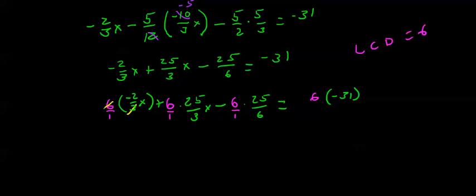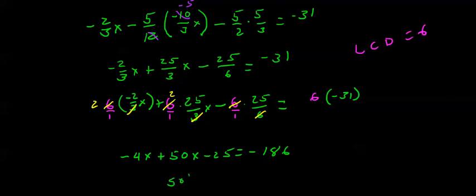3 goes into 6 2 times. The 6's cancel. And we're left with 2 times negative 2, negative 4x plus 50x minus 25 equals negative 186. And then we solve.